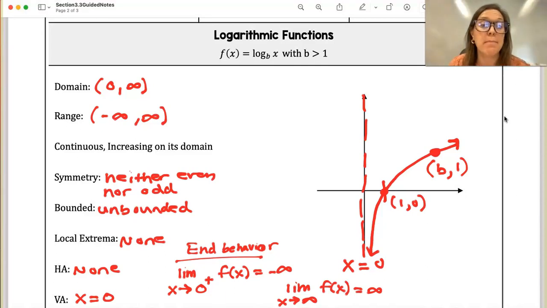Okay, so there is our end behavior. So what's my end behavior? Is my domain. So what's happening as I get closer and closer to 0? What's happening as I get closer and closer to infinity?